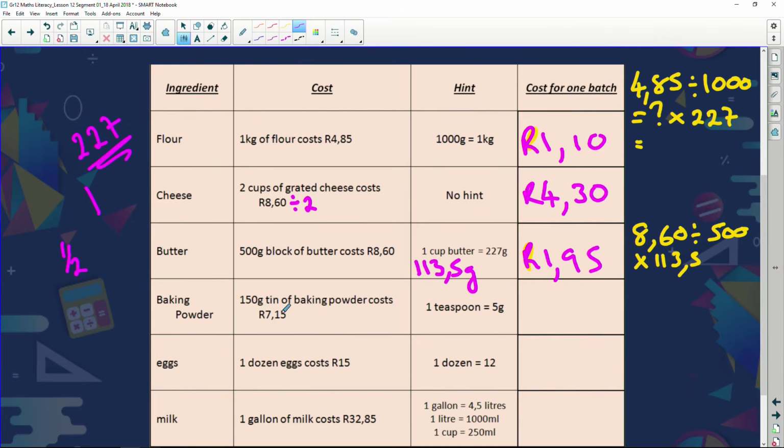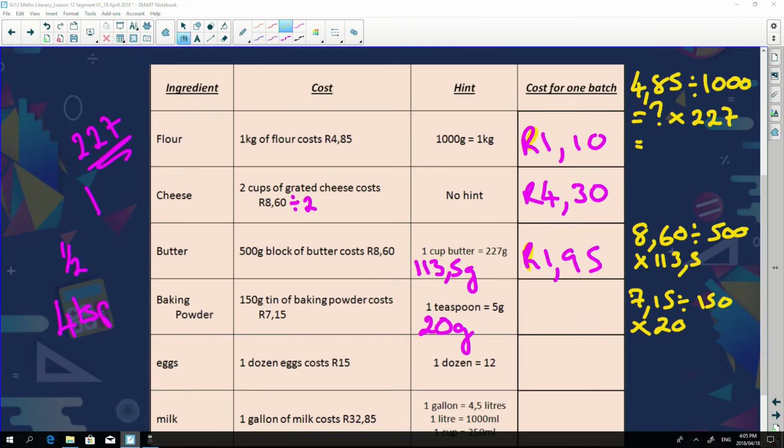A 150 gram tin of baking powder costs 7 Rand 15. And for my baking powder, I'm told I want 4 teaspoons. Now, with 4 teaspoons, I know 1 teaspoon is 5 grams. So 4 teaspoons is going to be 5 grams times 4, which is 20 grams. I know I can buy a tin of 150 grams for 7 Rand 15. So let's do this. I've got 7 Rand 15.